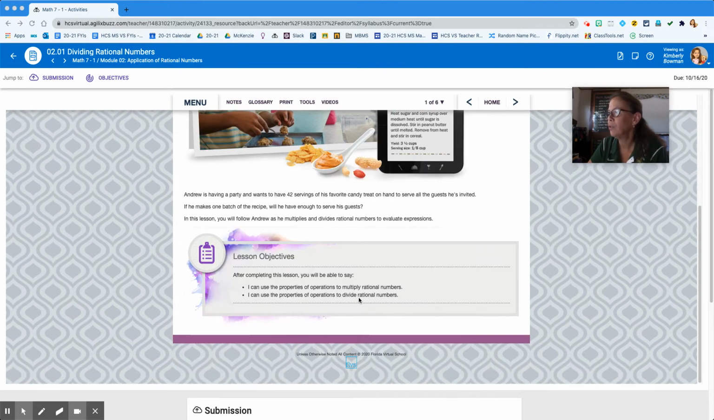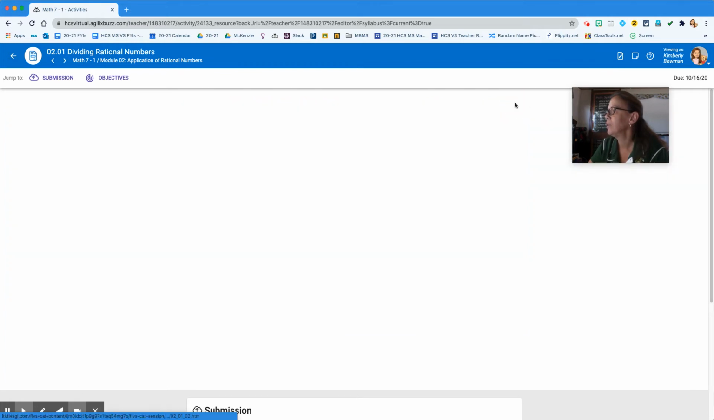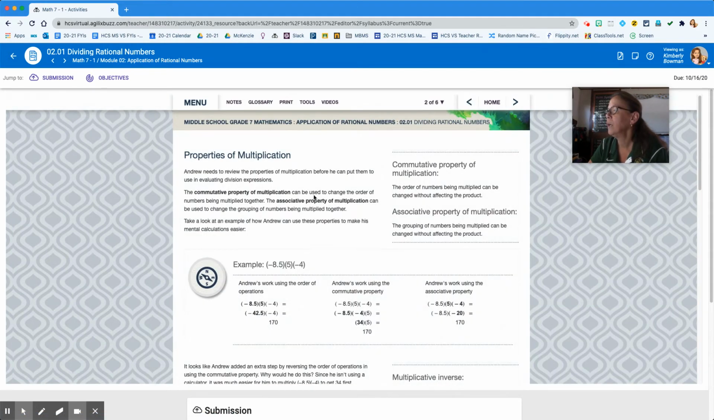Your objectives are to be able to say, I can use the properties of operations to multiply rational numbers, and I can use the properties of operations to divide rational numbers. So now we arrow to the right, and we get to properties of multiplication.